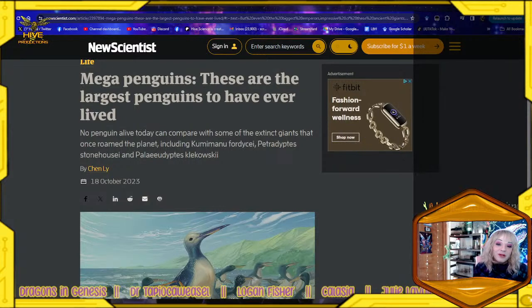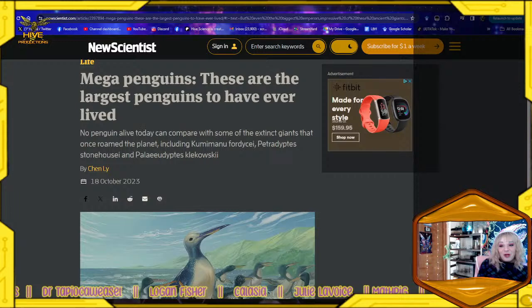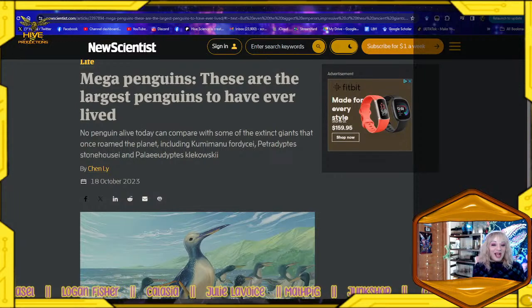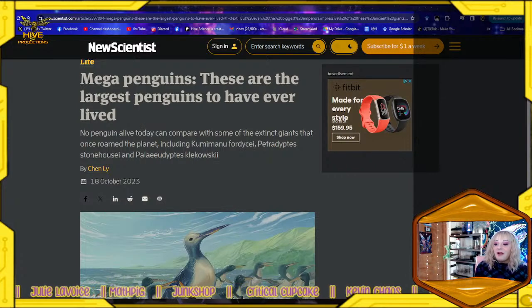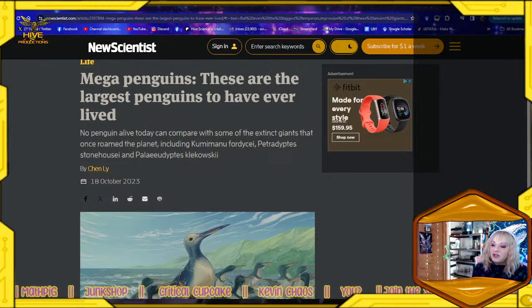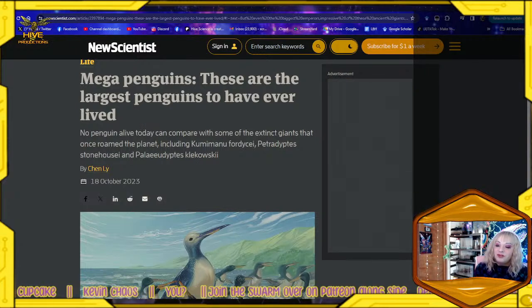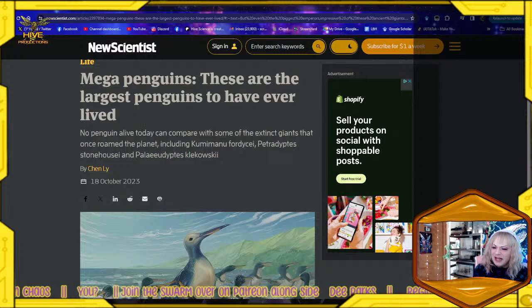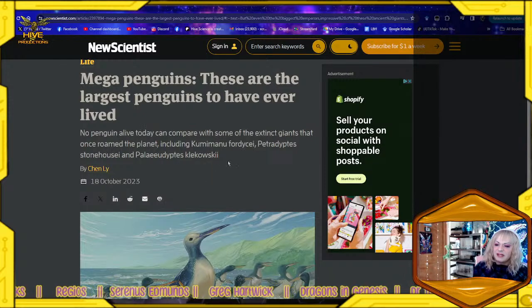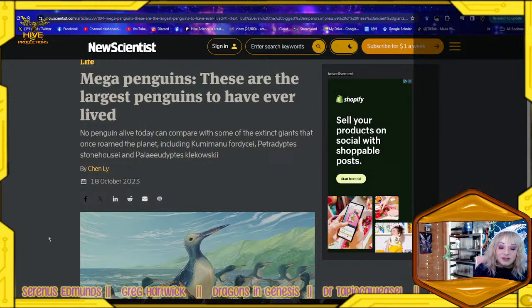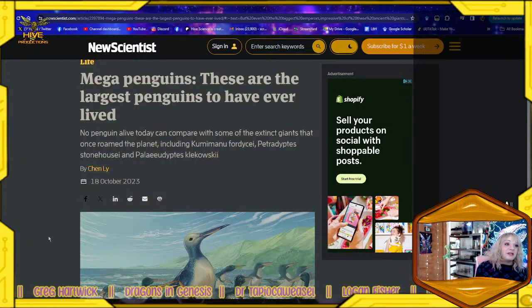These are the largest penguins to have ever lived. No penguin alive today could compare with some of the extinct giants that once roamed the planet, including Kumimanu fordycei, Petradyptes stonehousei, and Palaeeudyptes klekowskii. I think that P is silent there. Yeah, those are some names.